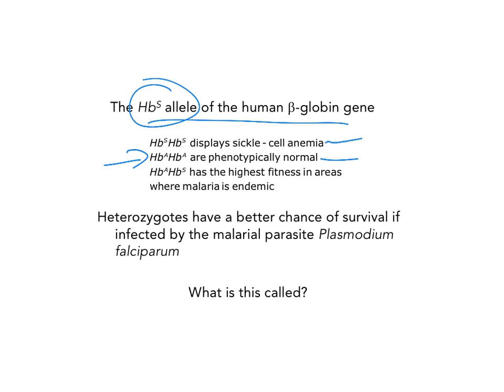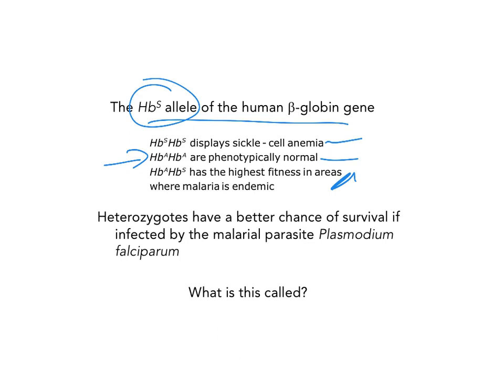If you don't have the sickle alleles, then you're phenotypically normal. Now, what we know is that individuals that are heterozygotes have a higher fitness in areas where malaria occurs. So they have a better chance of survival if Plasmodium falciparum gets into them. This is referred to as heterozygote advantage. You also know it as overdominance.